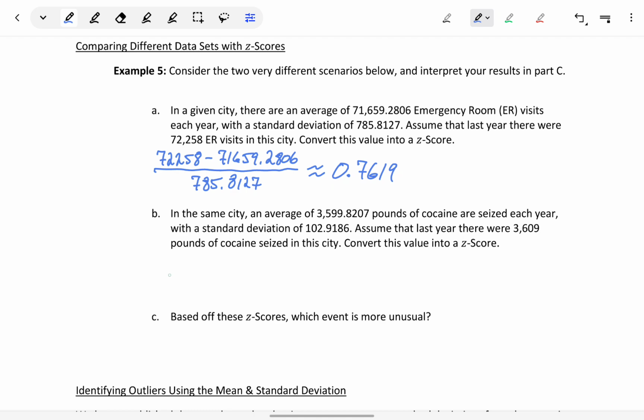When you do the same thing in part B, we take 3,609 and subtract the mean, and divide by the standard deviation. We get a z-score of approximately 0.0892.